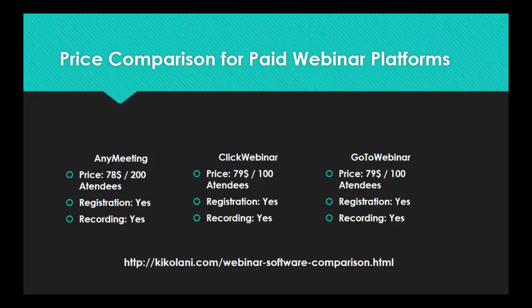Then we have Click Webinar, which in my opinion has a better interface than AnyMeeting. It's more user-friendly, so to say. The price starts at $79 for 100 attendees, which is actually an average price compared to most of the platforms. It's worse than AnyMeeting, as you can figure out. It has registration forms and landing pages, reminders, and it also records your webinar, which is okay, because in the future you may want to use your replay of the webinar.